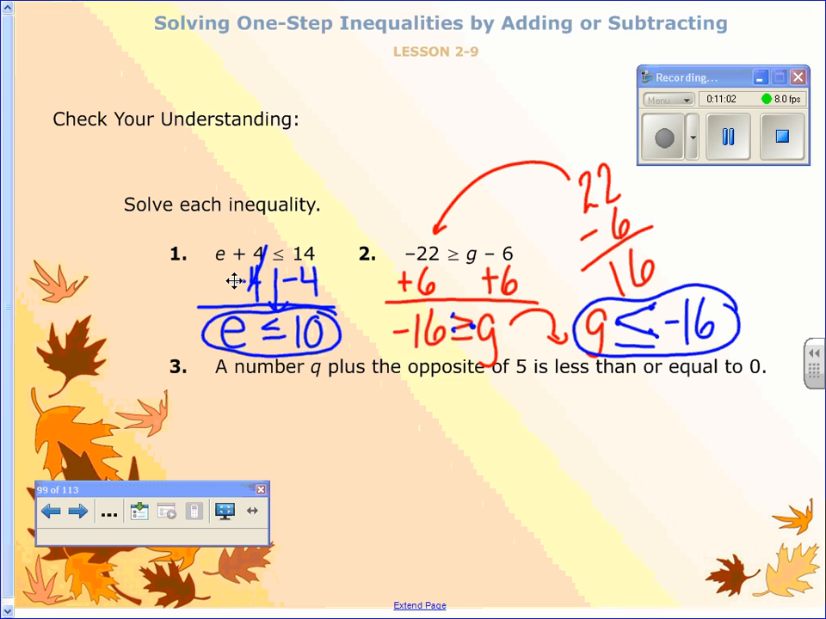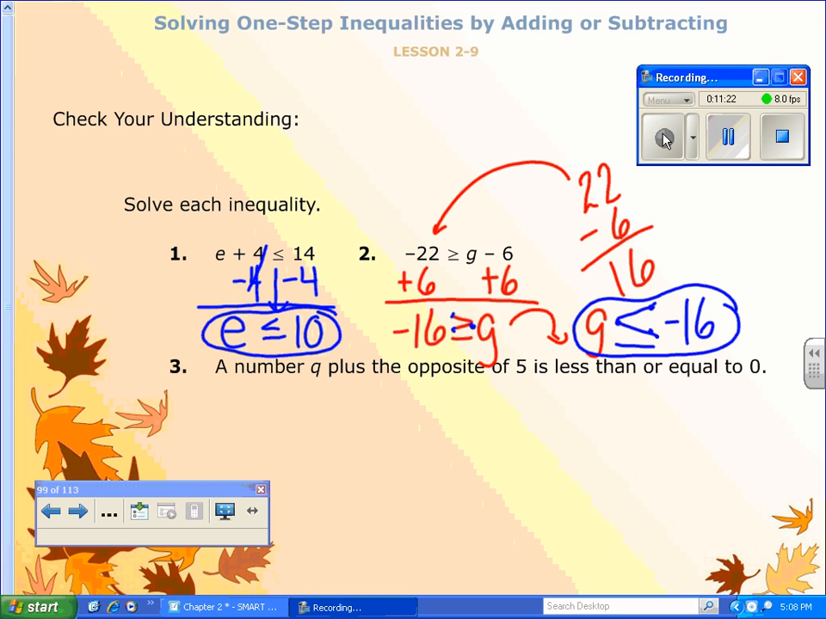Now, for number 3, a number q plus the opposite of 5 is less than or equal to 0. Let's see if you can write that. Again, I'm going to have you pause me, and I want you to write it. Then, right away, see if you can solve it. All right, so go ahead and pause me again.